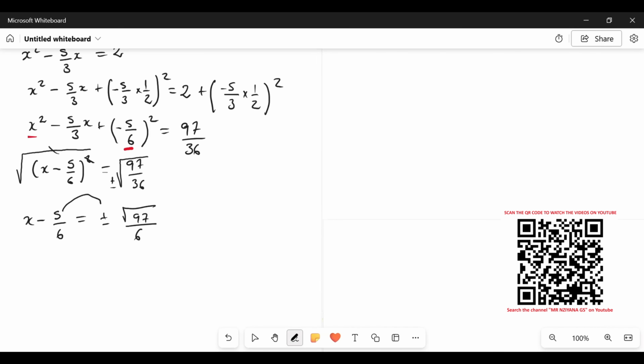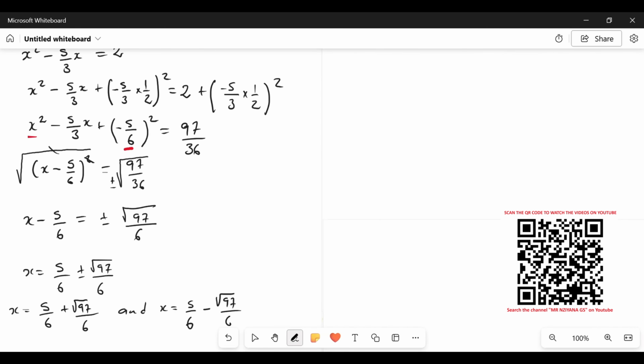We can transpose this negative 5 over 6 to the right hand side. If we do that, we're going to have the following. X is equaling to 5 over 6. It becomes positive. Plus or minus root 97 over 6. Right. Now, this we can separate into 2. We can say x is equaling to 5 over 6, when it's plus, remember we have plus or minus there. So when it's plus, root 97 over 6, and x is equaling to 5 over 6. This time around, when it's minus, remember this minus here, and then we have root 97 over 6.